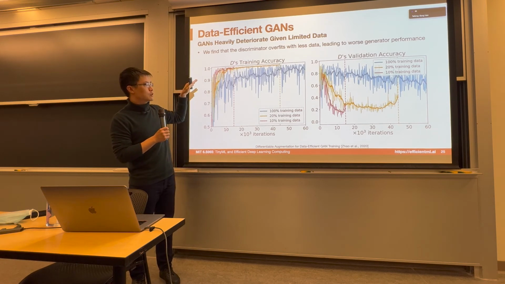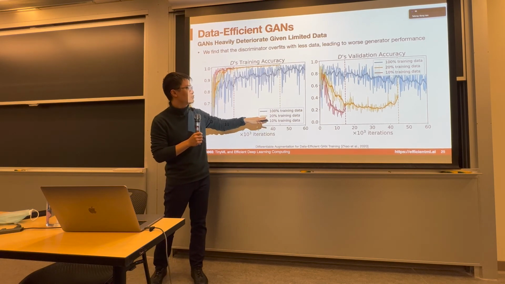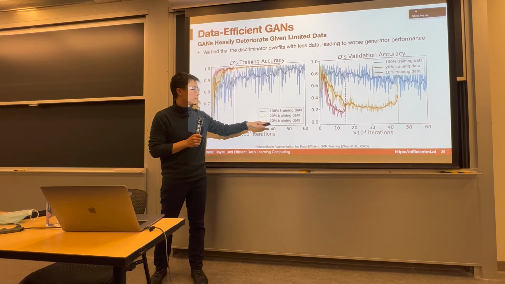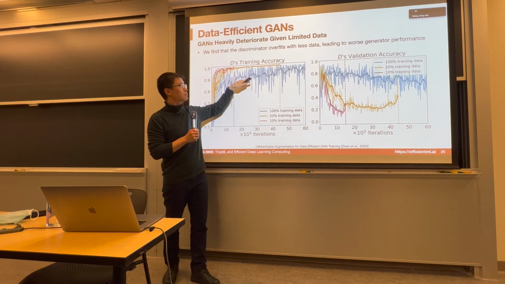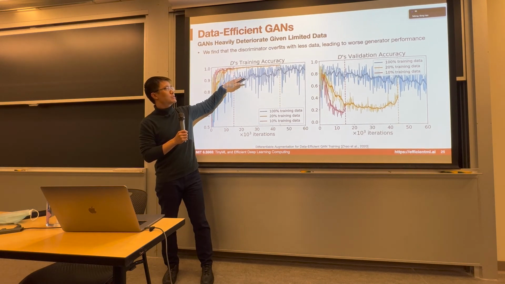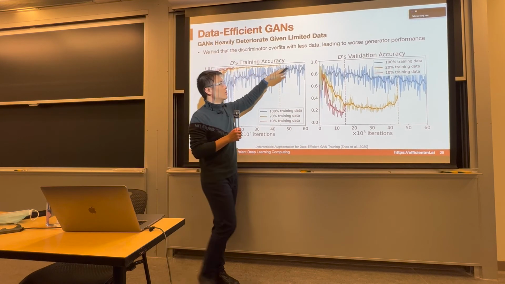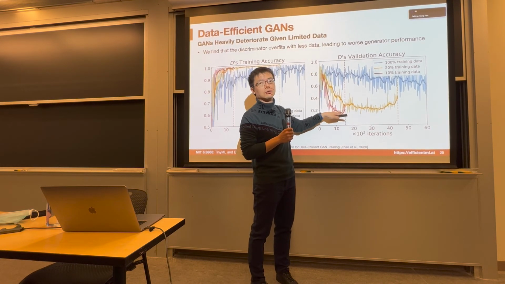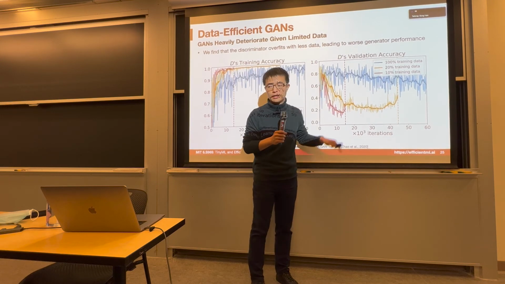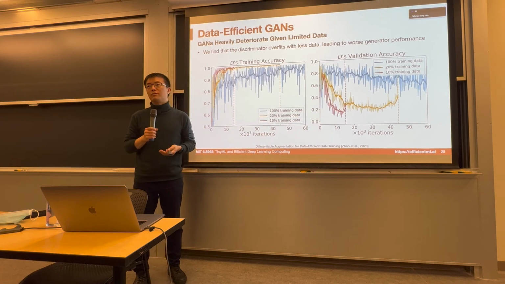So this is showing the comparison of 100% training data in blue, 20% in yellow, and finally 10% of training data in red, right? As we are decreasing the amount of training data from 100% to 20%, we can see that the training accuracy actually increased a lot. It's overfitting, right? Well, the validation accuracy has deteriorated. This is 20%, and when this is 10%, it deteriorated even more. So there is a very strong overfitting problem for the discriminator, right?